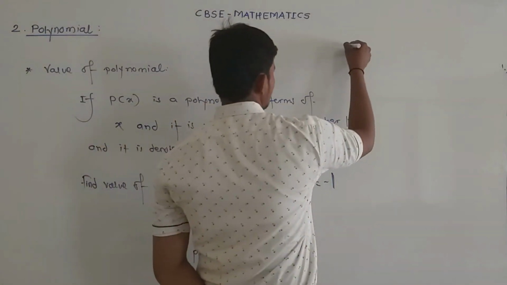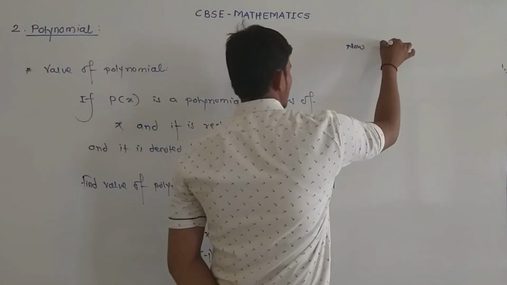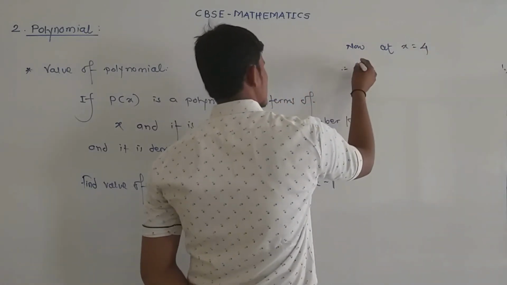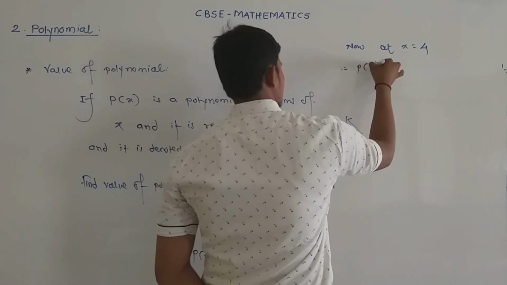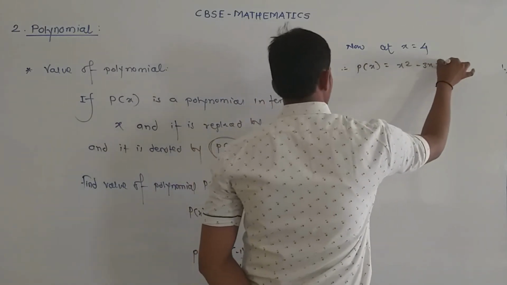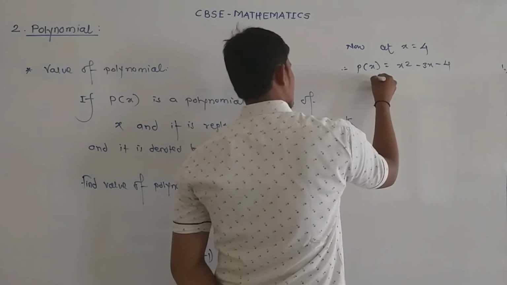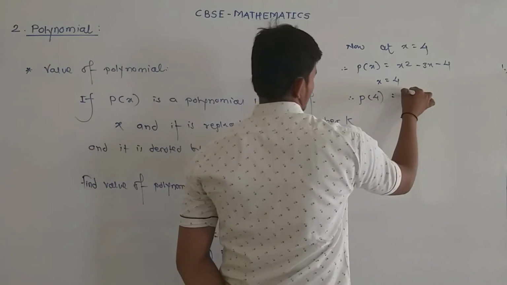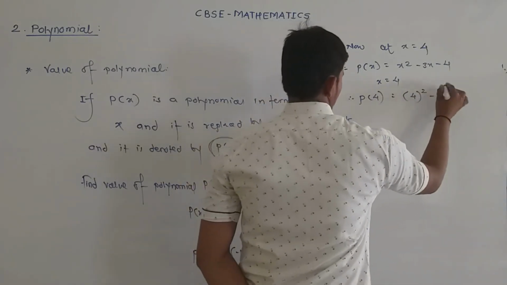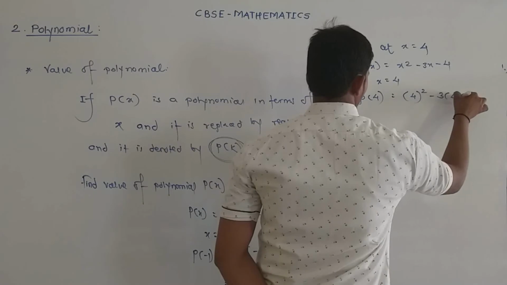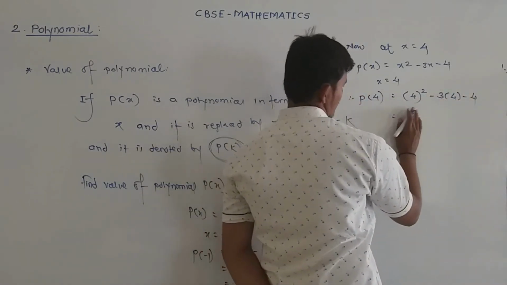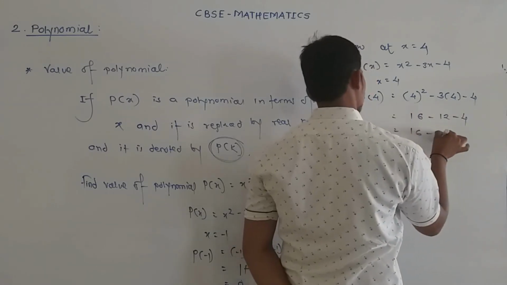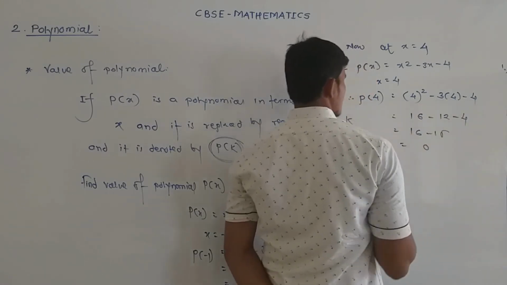Now find the value of the polynomial at x equals 4. So p of x is equal to x square minus 3x minus 4. Now we have to put x equal to 4, so that means the value of the polynomial for 4. So we get 4 square minus 3 into 4 minus 4. So square of 4 is 16, minus 12, minus 4. So we get 16 minus 16. So we get the value of the polynomial as 0.